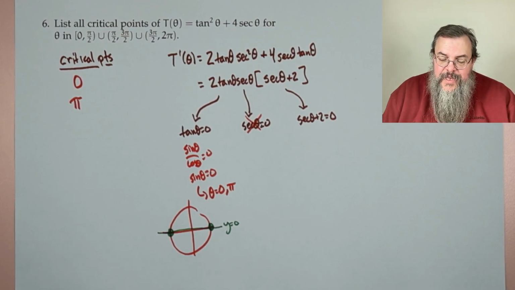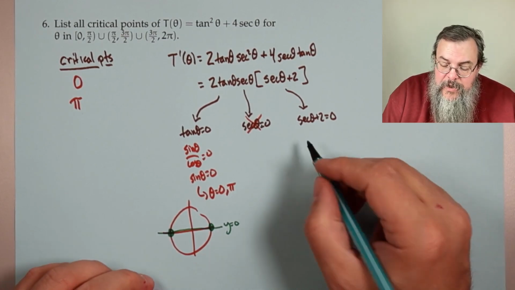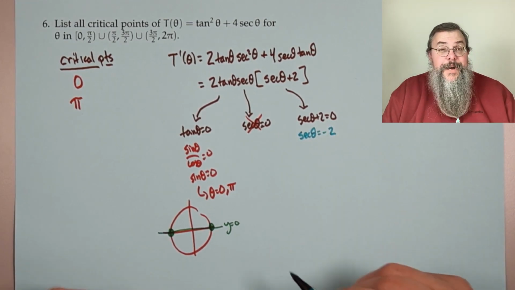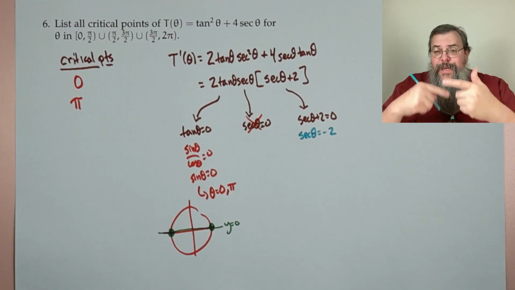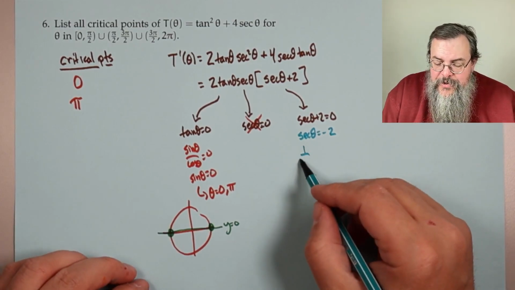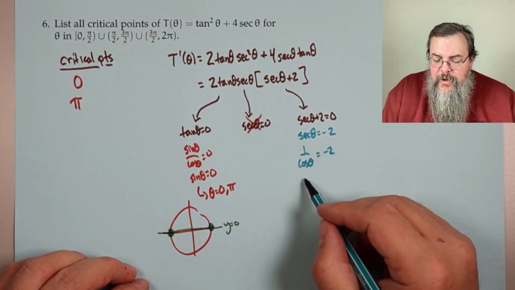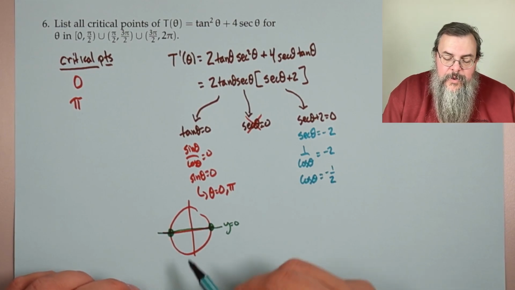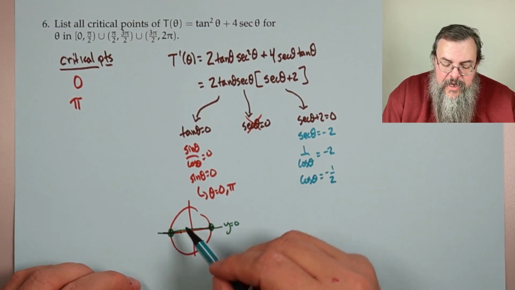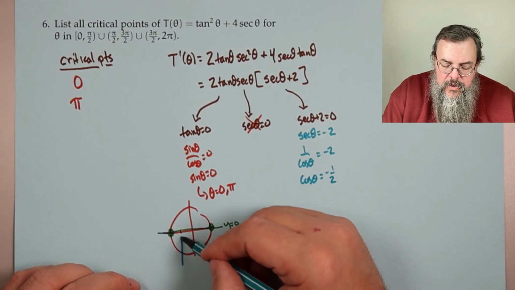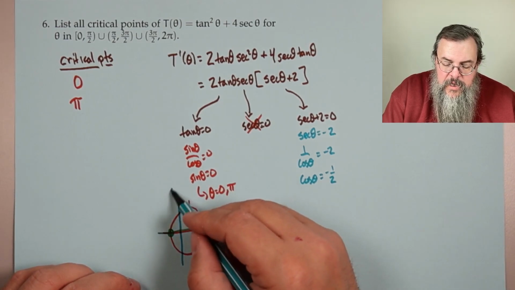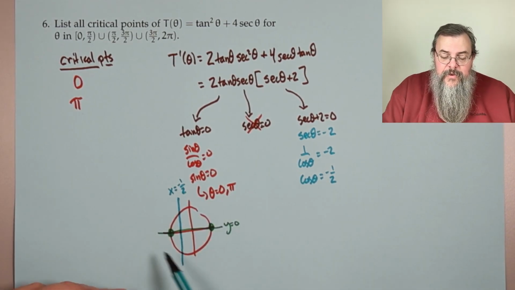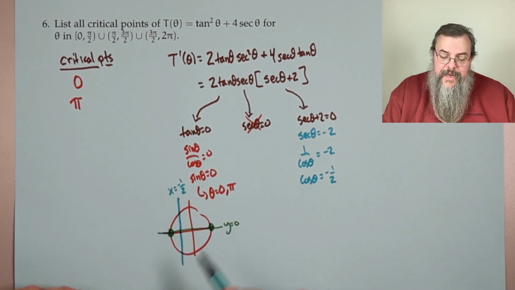This other part, secant of theta plus 2 equals 0. Well, that's the same as saying secant of theta is negative 2. And if you're not comfortable with secant, you can say, oh, that's like 1 over cosine. So 1 over cosine theta equals negative 2, or cosine theta is negative a half. All right, so we can come back to our exact same picture and say, this would be where x equals negative a half, and cosines are x values.